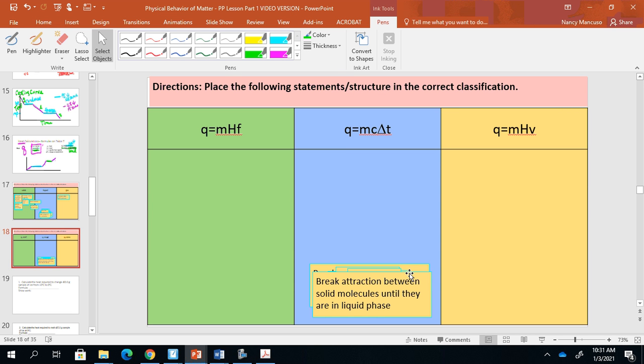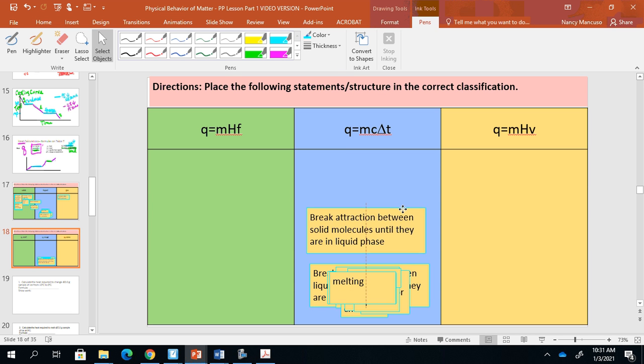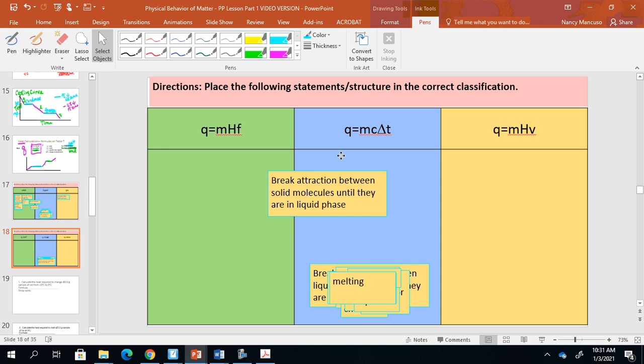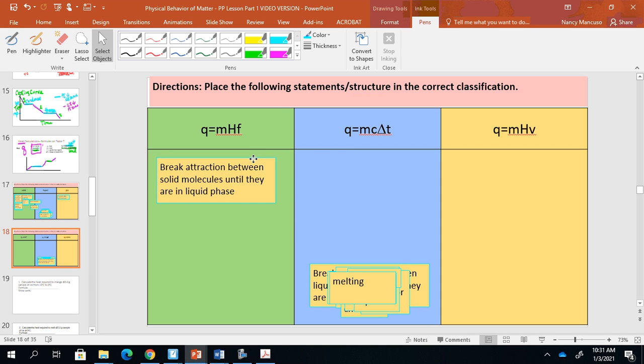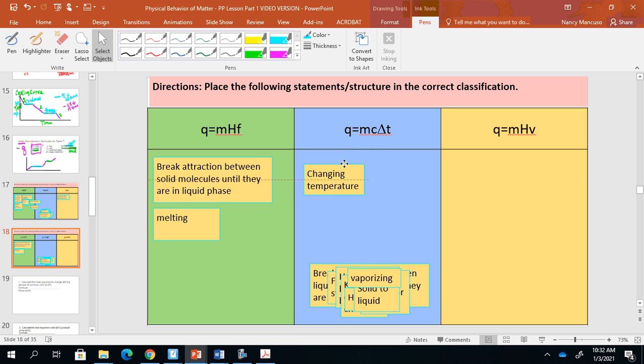So the first one, break the attraction between solids until they're a liquid. Okay, if I break a solid into a liquid, I am melting it. So I want that one right there. And the next one says melting, so I also want this one here. Changing temperature. All right, this one literally has a delta T, so it's changing temperature. Vaporizing, this one's got the V, so this one's vaporizing.